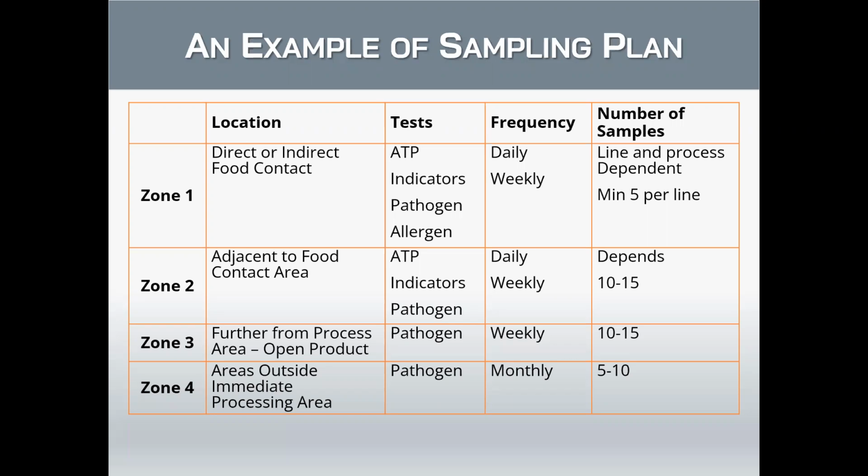you can test ATP, or more commonly, people test indicators and pathogens, and it can be less frequent than zone 1. And the number of samples depends on the scope of manufacture. And zone 3 is further away from the process or open product area. And typically people test for pathogens on a weekly or more frequent basis. Again, it's based on your production. And in zone 4, you sample less frequently and really focus on pathogen testing.